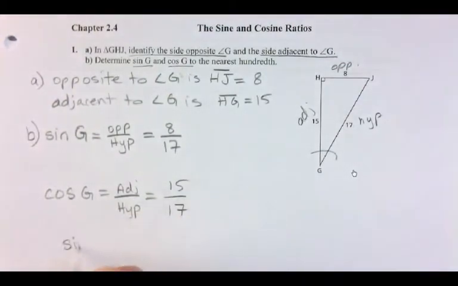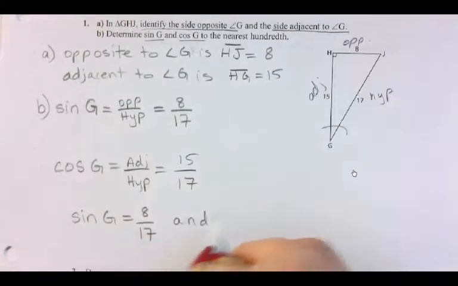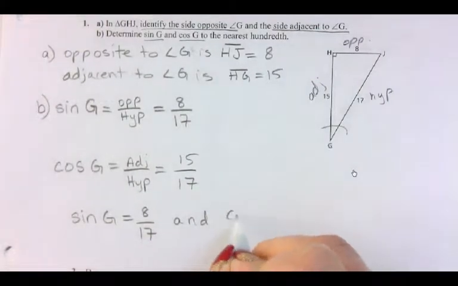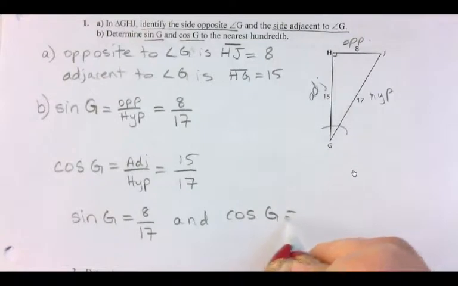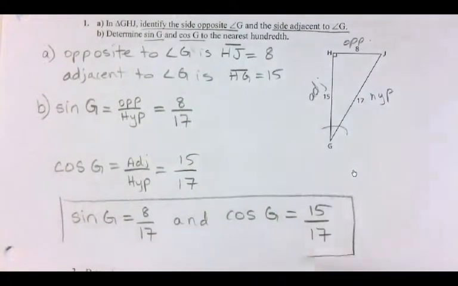So finally, in your answer, cos G equals 8 over 17. And, sorry, I think I said cos. Sine G is equal to 8 over 17. And cos G is equal to 15 over 17. So that's your final answer for that.